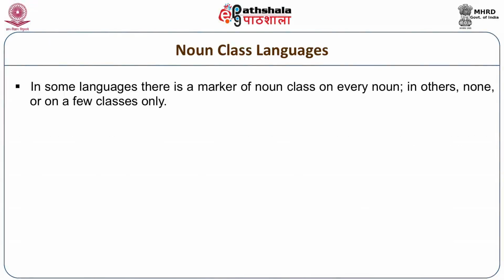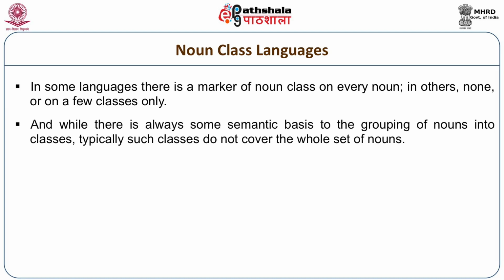In some languages, there is a marker of class on every noun. In others, none or a few classes only. Usually, there is no semantic basis that can uniformly describe the grouping into noun classes that cuts across all the classes a language has, but a number of classes can be semantically determined.